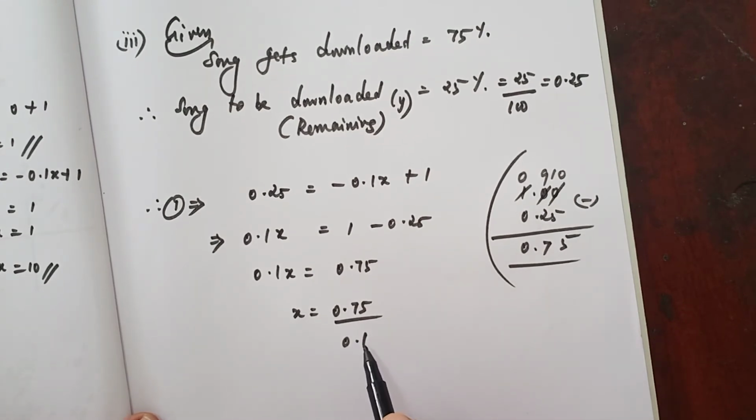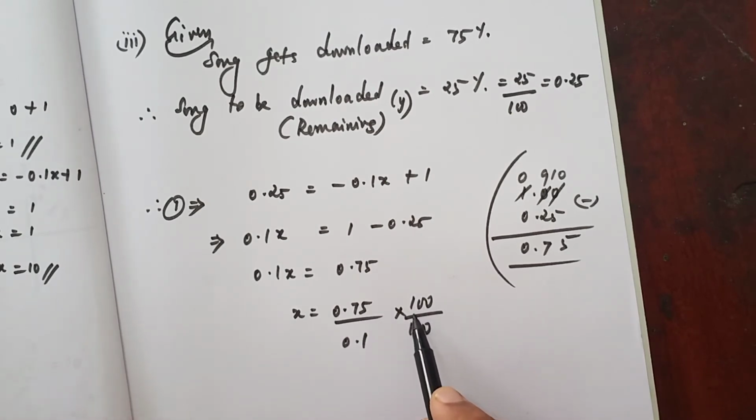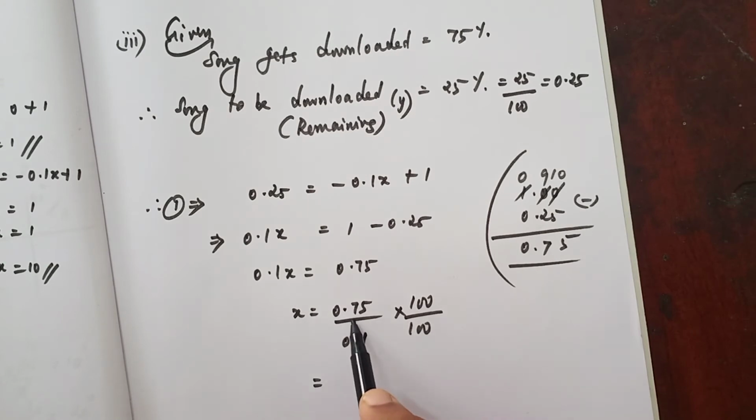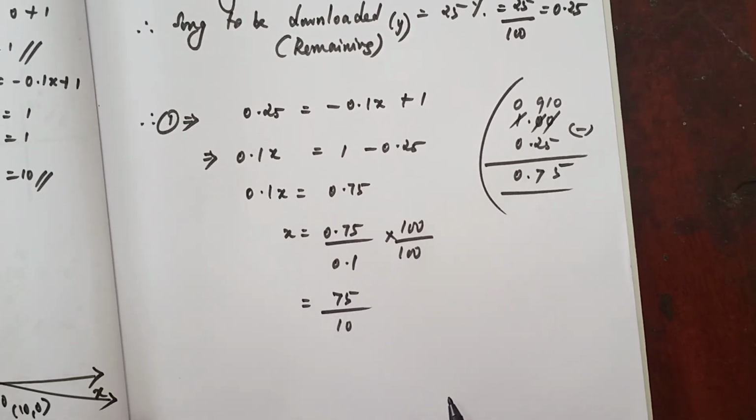You have to eliminate the decimal point. So you can multiply here. After decimal point we have 2 digits, here only 1 digit, so the maximum one is 2, so multiply by 100, divide by 100, because in 100 only we have double zero, that is equal to 0.75 into 100, that is equal to 75. 0.1 into 100, that is equal to 10, you know that. 75 by 10, that is equal to 7.5. That is the value of x.